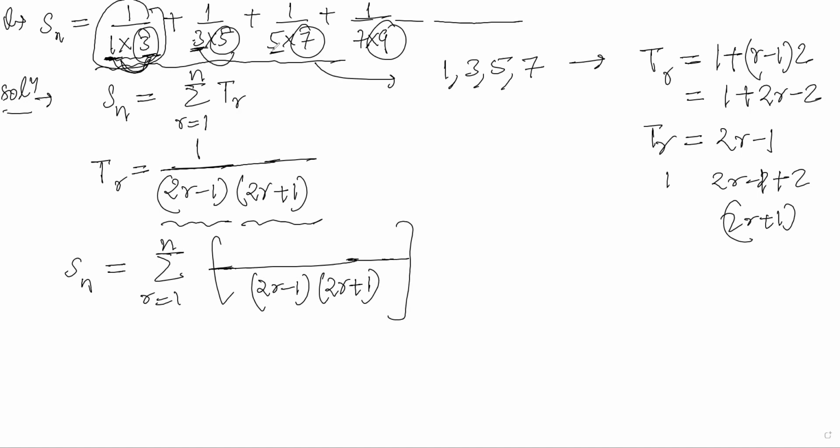3 and 1, 3 and 5, 5 and 7, 7 and 9. That difference should be same for every term. If it is same, then it is called difference series. The difference is 2, right? But we don't have 2 in numerator. Now we need 2 in numerator because we have to use this difference to solve the series.